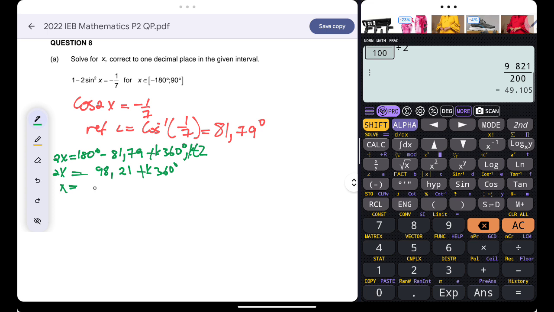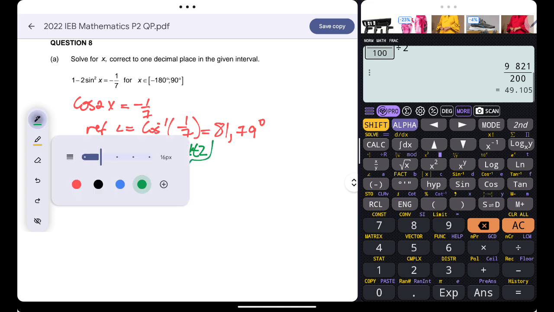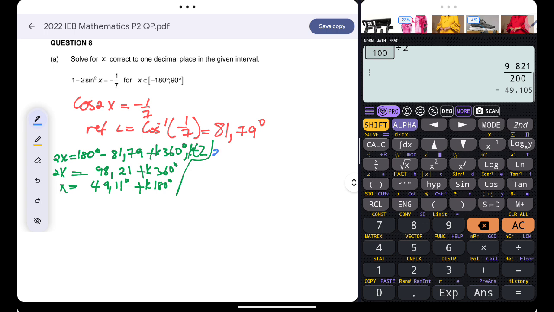Then x will be equal to what? I divide both sides by 2. I'll get 49.11 plus k 180. And then for the other one in the third quadrant, 2x will be equal to 180 plus 81.79 degrees plus k 360, where k is an element of integers.